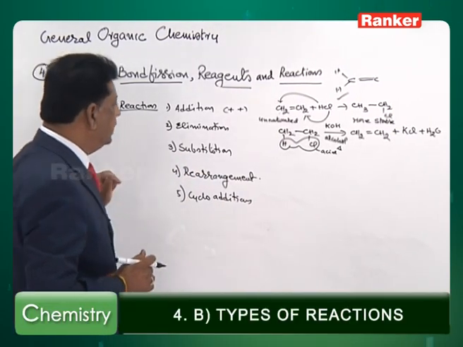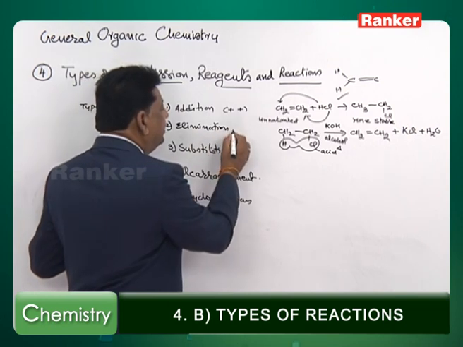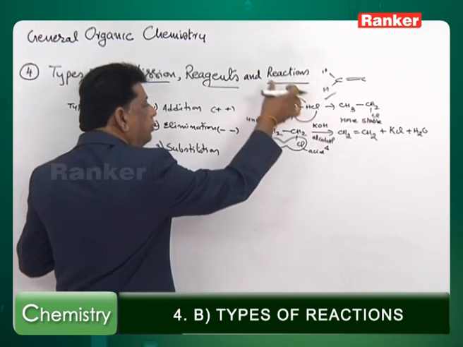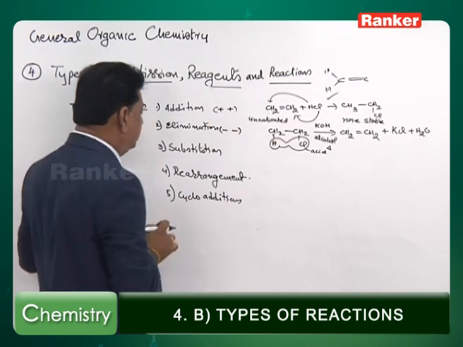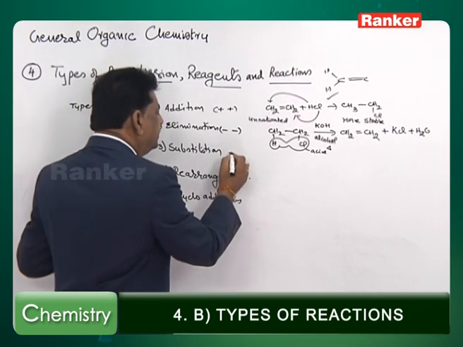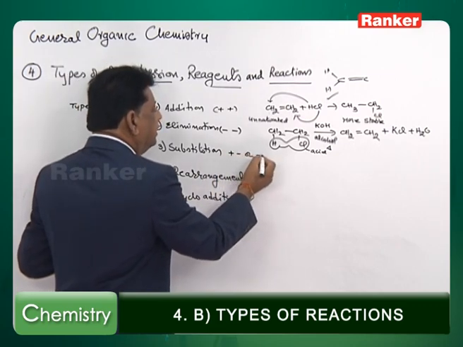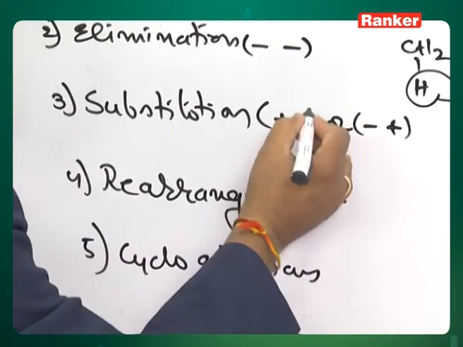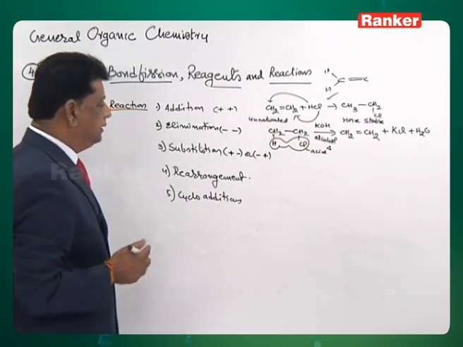What is substitution? The elimination may be given as a symbol minus and minus. Both the groups are removed. Here both the groups are added, so plus plus symbol. Elimination is minus minus. In the substitution, you can say plus minus or minus plus. That is add and remove or remove and add, right? So either way it is called substitution.